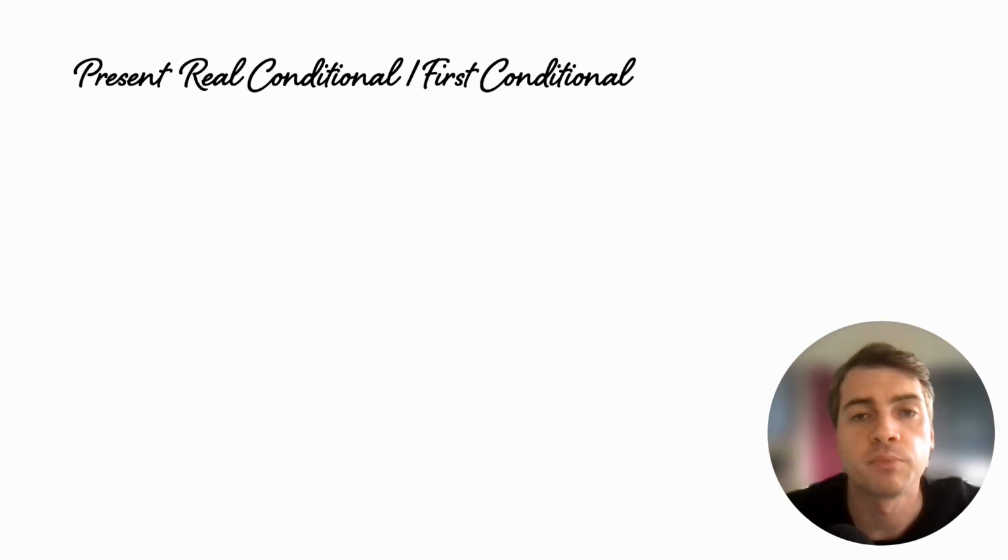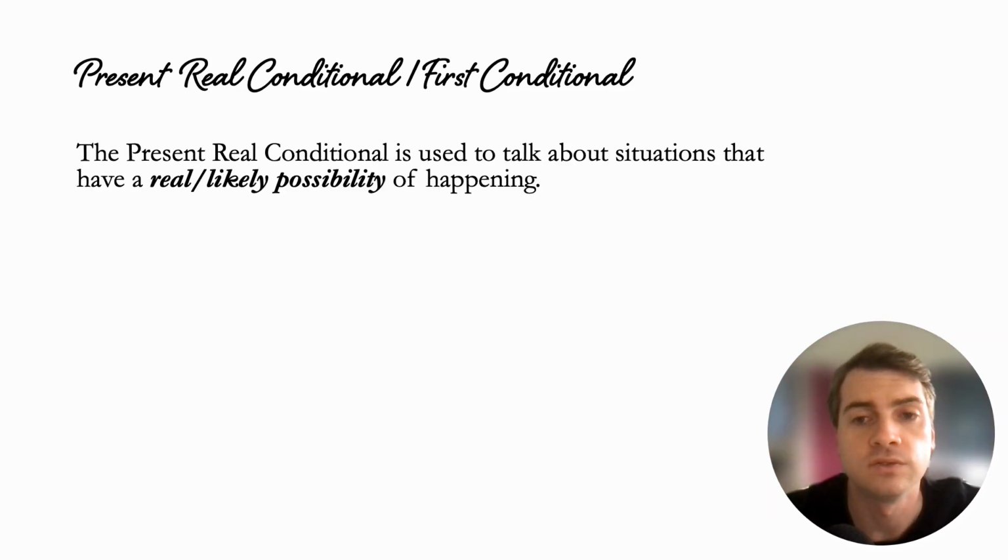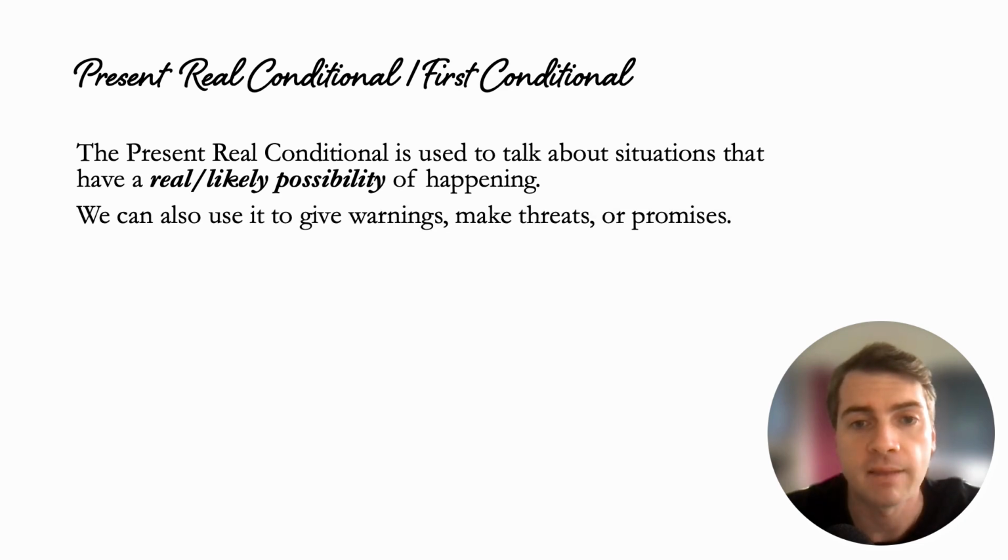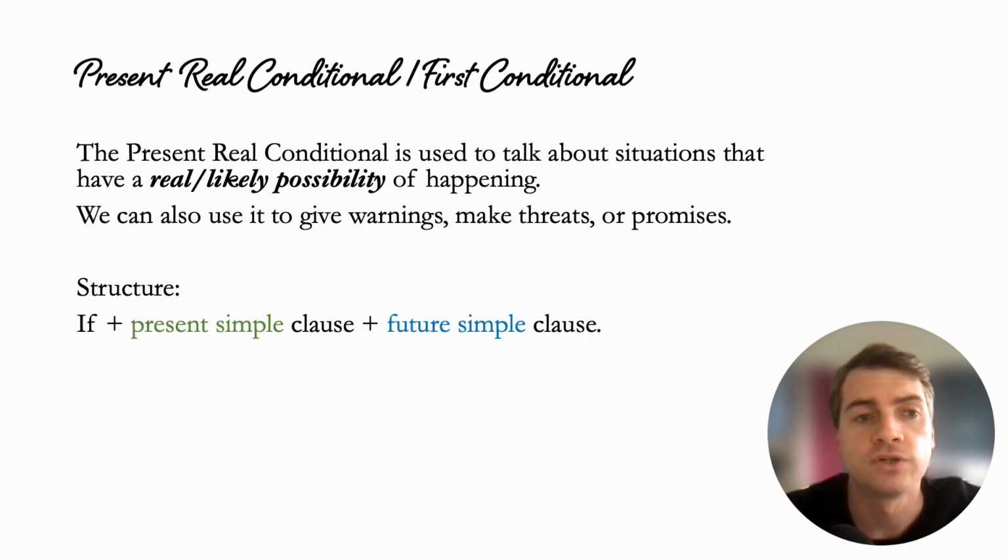The next one is the present real conditional. So the present real conditional is used to talk about situations that have a real or likely possibility of happening. We can also use it to give warnings, make threats, or promises. The structure is if plus a present simple clause plus a future simple clause, all right?